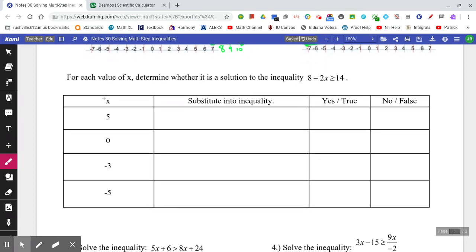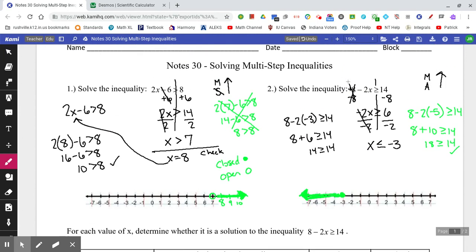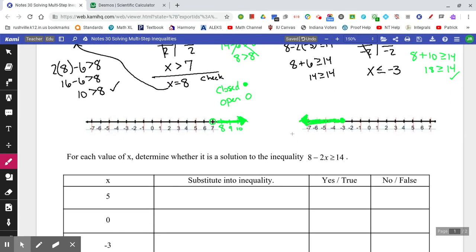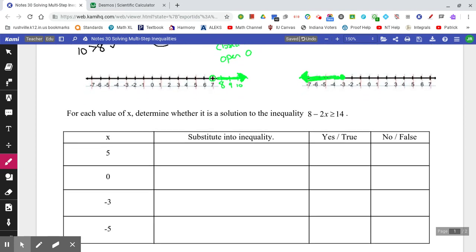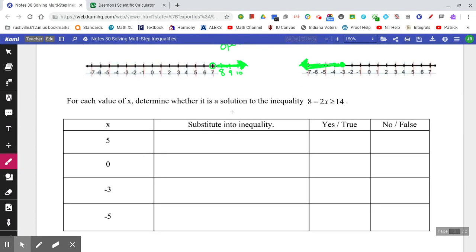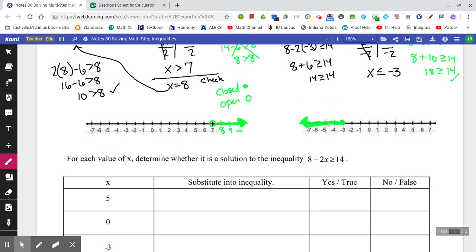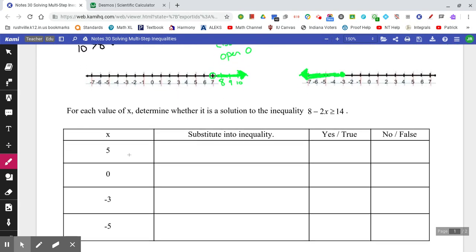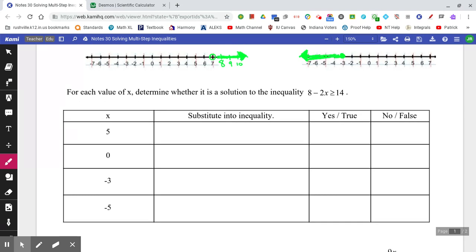So what we're going to do on this next question is use this exact same inequality, and we're going to see whether or not we get solutions by substituting these values into the inequality. We already see what our solution is going to be right here, so we should already know that 5 is not a solution, because 5 was not shaded, which means it should not be a solution. But let's see what happens. Why is 5 not a solution?